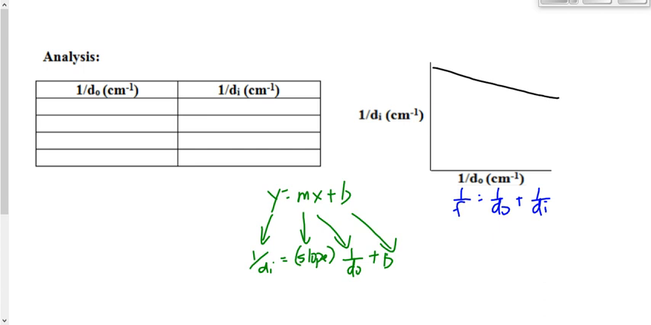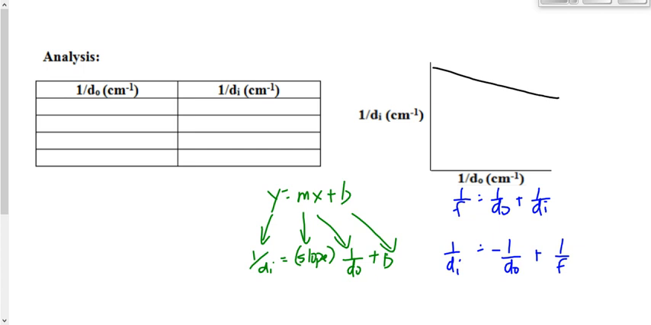Now, what do I want to solve for in this blue equation here? I want to solve for 1 over di. How come? I want to make it look like the other one. So I'm going to say 1 over di is equal to negative 1 over dO plus 1 over f, right? I could have said 1 over f minus 1 over dO.